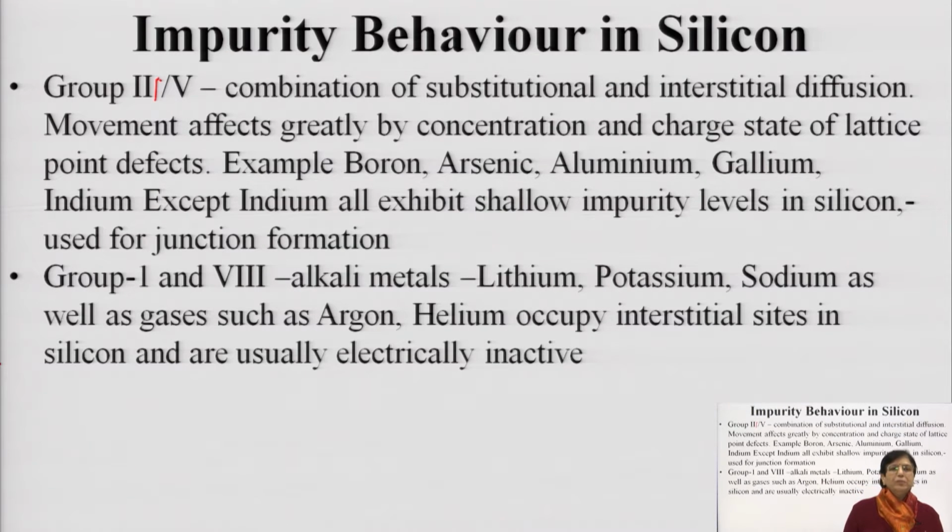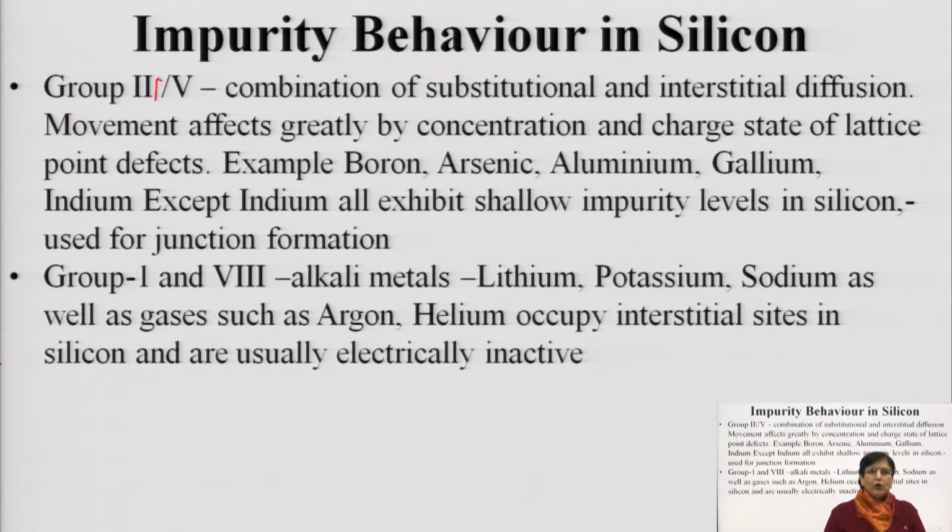So, going ahead with typical impurity behavior in silicon, I told you there are group 3 and group 5 materials which are being used, that is p type impurities and n type impurities. The typical behavior is because of the substitutional and interstitial sites within the silicon crystal, and movement is affected greatly by the concentration and the charge state of the lattice. That is whether the particular interstitialcy or vacancy is neutral, positively charged or negatively charged, and depending upon that you will have typical behavior of the dopant species within the bulk material.